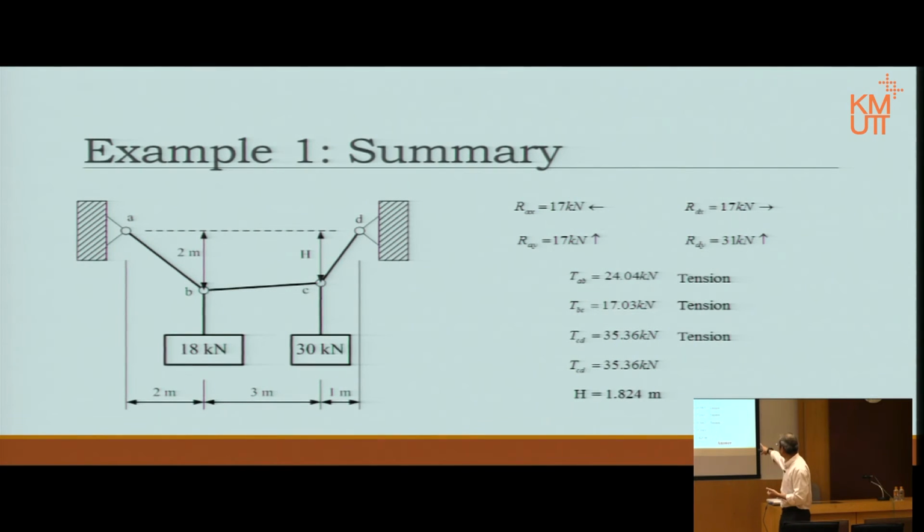TCD is also tension, and why do we have two TCD? Sorry, that's probably a typing mistake. Okay, so those are all the answers. 8 answers in all: 4 reactions, 3 tensions, and 1 height.